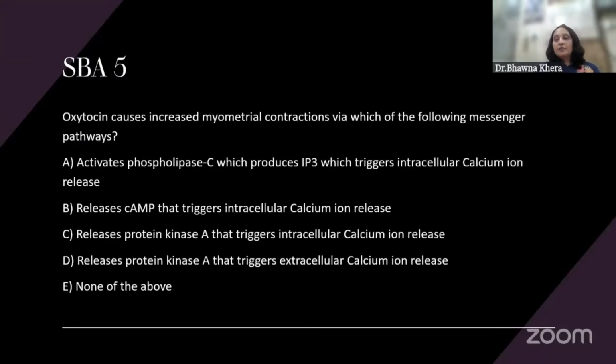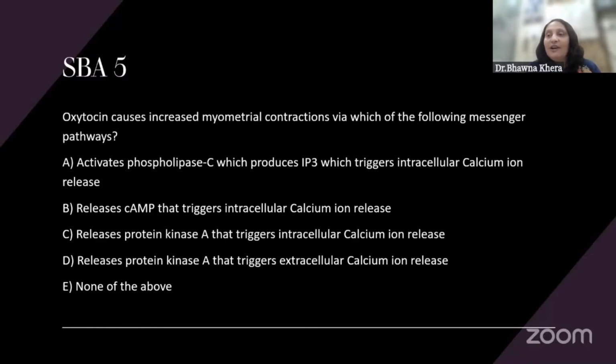Coming to the next question, that is the fifth question. Oxytocin causes increased myometrial contractions via which of the following messenger pathways? So what happens? What causes the increased myometrial contractions?